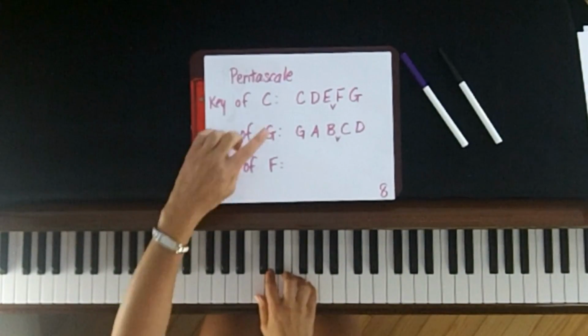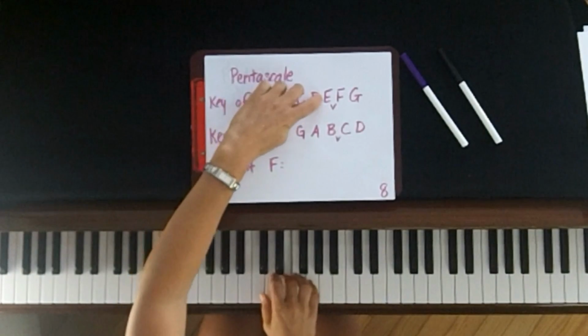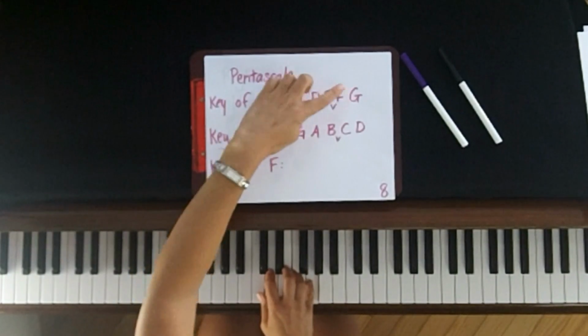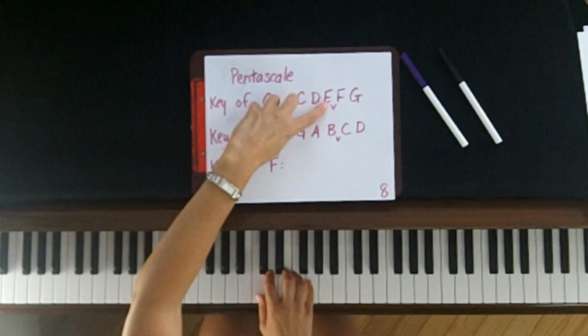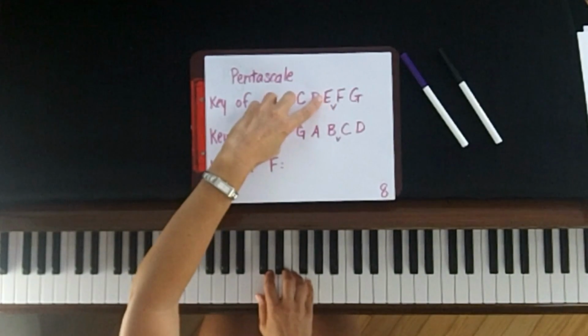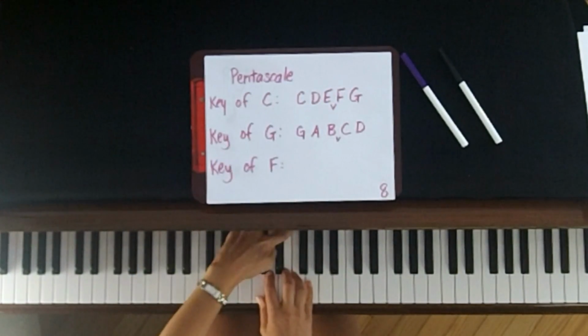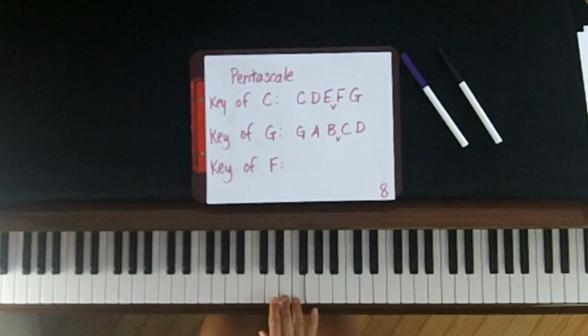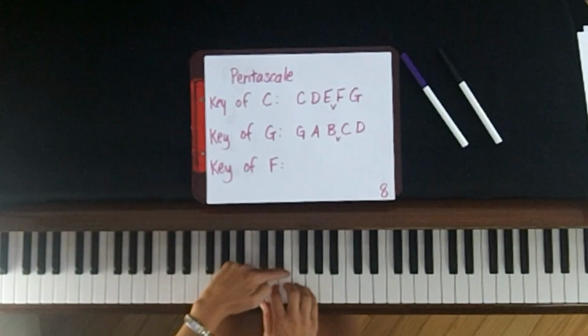So I'm going to play that for you. Do, re, mi, fa, so. And I drew a little line underneath here to show that between the notes E and F, there is no black key. So between the notes E and F, we call this a half step.